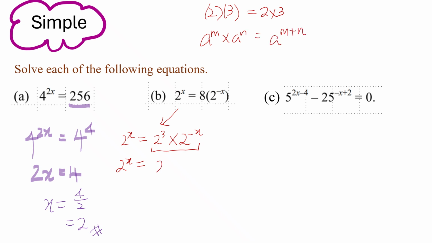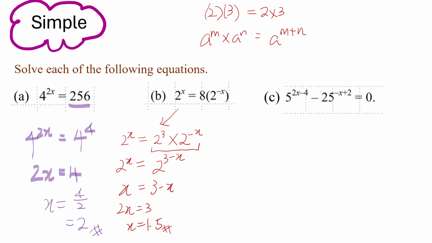that will give us 2 to the power of 3 plus, times a negative gives you negative, right? So that will give you 3 minus x. So we have the same base again, so we can just compare the exponent. Add x on both sides, you will get 2x equals 3, x equals 1.5.